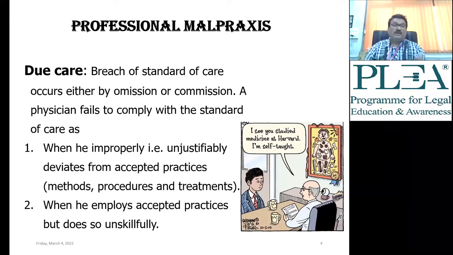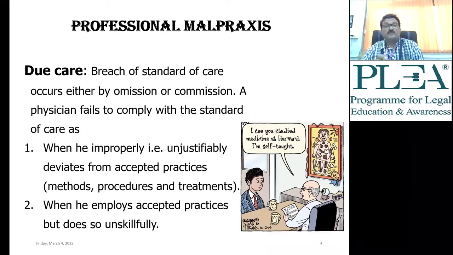Now, if any doctor or medical man deviates from this, then we can say it is an act of omission or commission. Secondly, it is when he employs accepted practices but does so unskillfully. We'll take the same example: a medical man is following accepted practices. He is giving the injection in the proper deltoid region. He has a disposable syringe with him. But to give an intramuscular injection, any medical man has to insert the needle in a tangential manner into the muscular layer. Now, if while inserting this injection he does it unskillfully, I mean, sometimes you hear from a patient that the doctor injected the intramuscular injection in some other direction, not in the right direction in which it has to be put into the muscle.